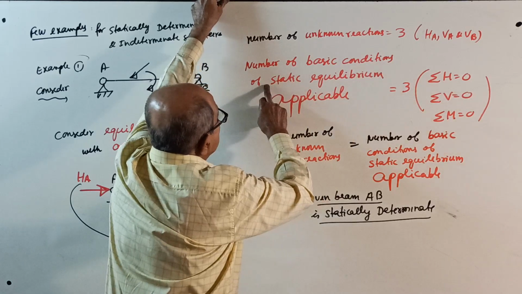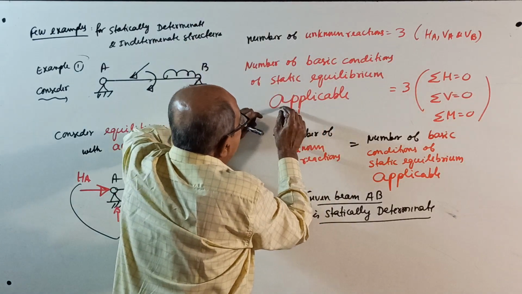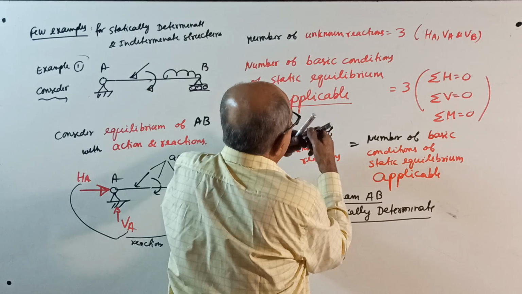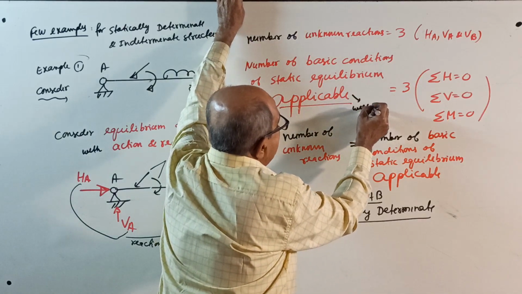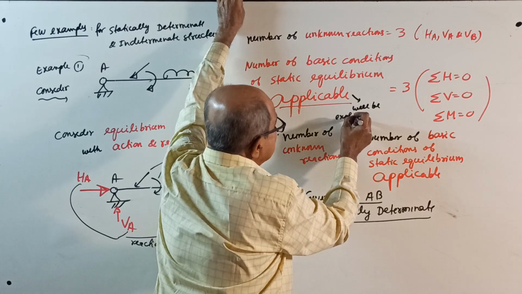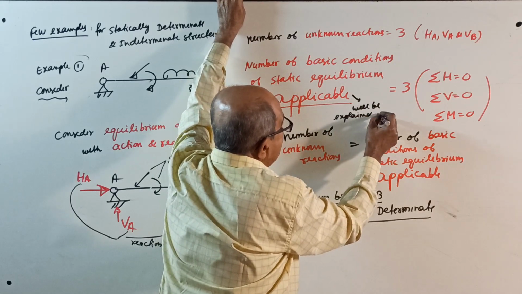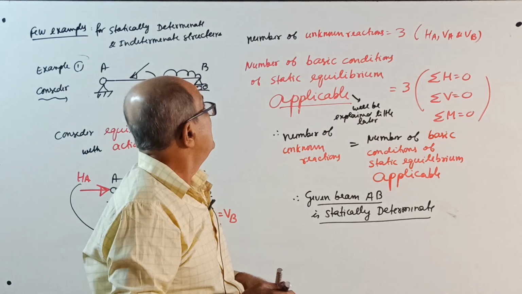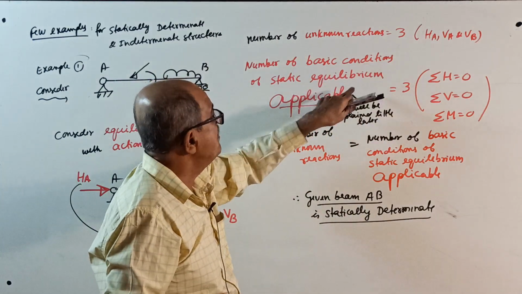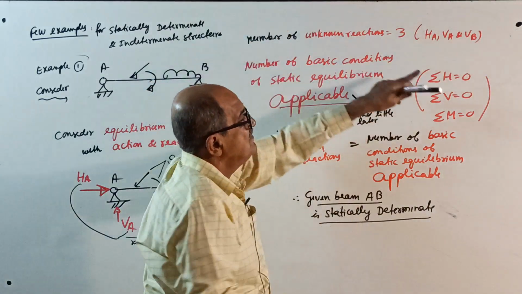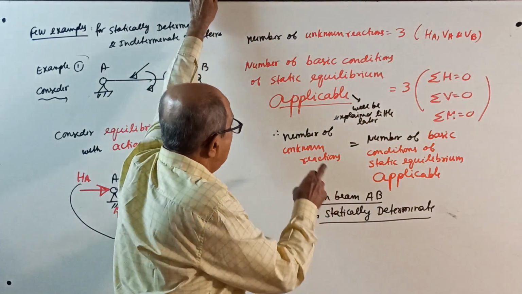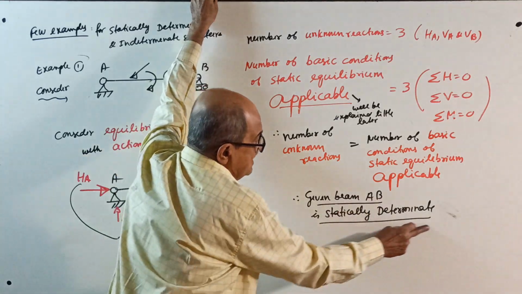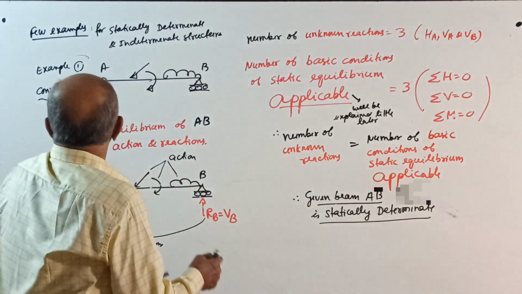Number of basic conditions of static equilibrium applicable. This applicable term will be explained a little later, so wait for some time, have patience. But remember, I always use the word: number of basic conditions of static equilibrium applicable is 3. Which ones? Sigma H, sigma V, sigma M. Number of unknown reactions equals number of equations, so the given beam AB is statically determinate. Over. Second example.